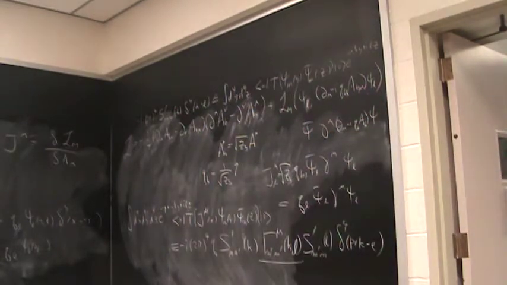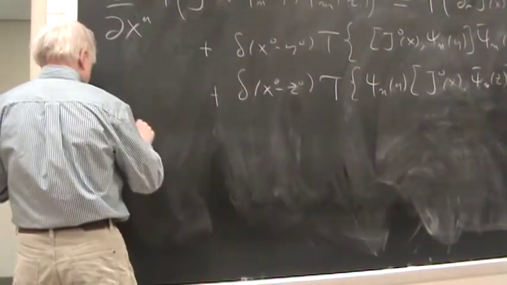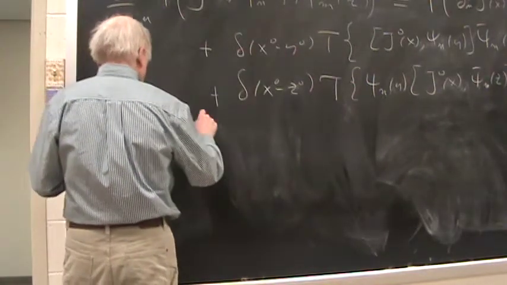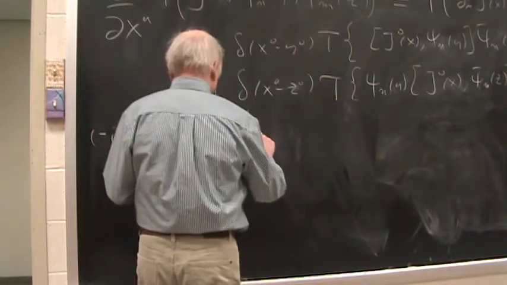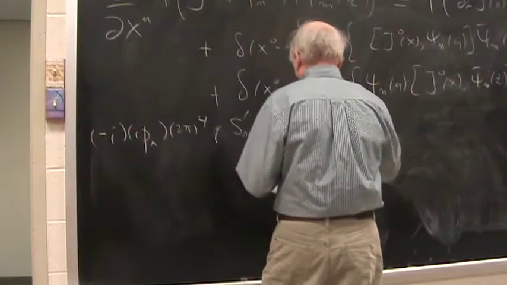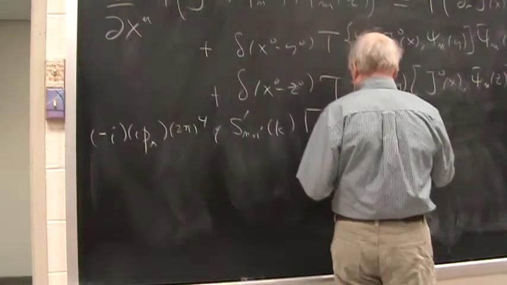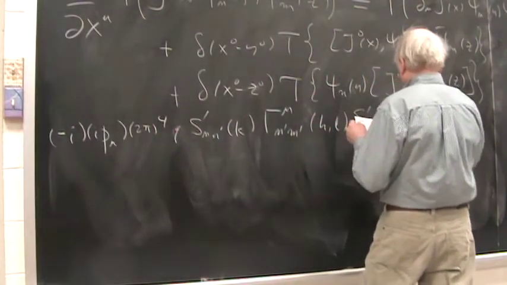All right, so what you get is the following. Minus i times i P_μ, (2π)⁴ Q, S′_nn′(k) γ^μ_n′m′ (k, l) S′_m′m(l).